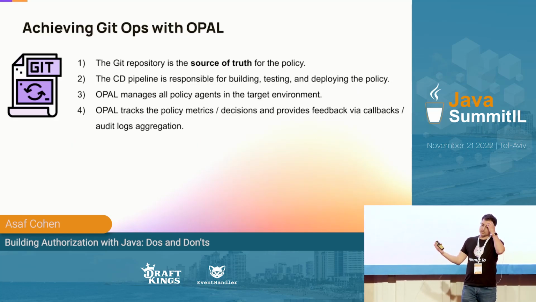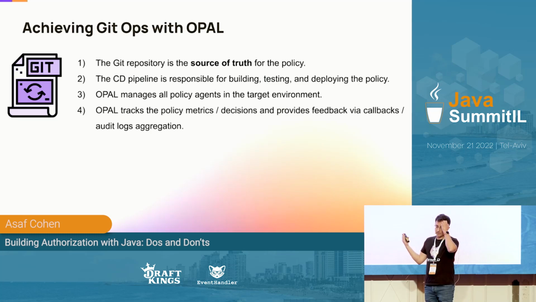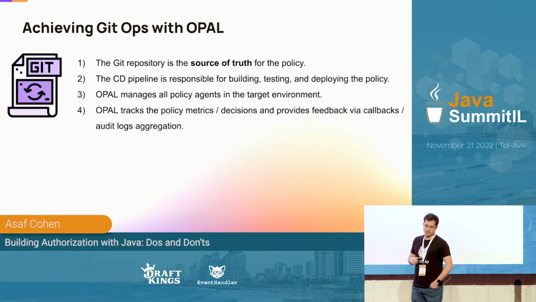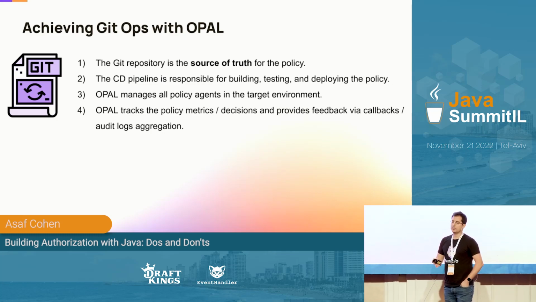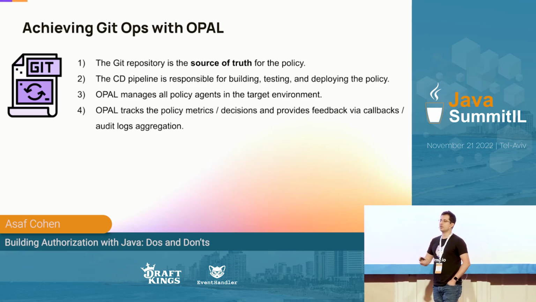So how is GitOps achieved with OPAL? First of all, the Git repo is the source of truth for the policy. Every time you push a commit, OPAL will sync it to all the agents that listen on that policy topic. And OPAL manages all of the agents by itself. So every time it will have a change, it will propagate automatically to all the agents. And it can give you back metrics and callbacks if the change was successful and why not.